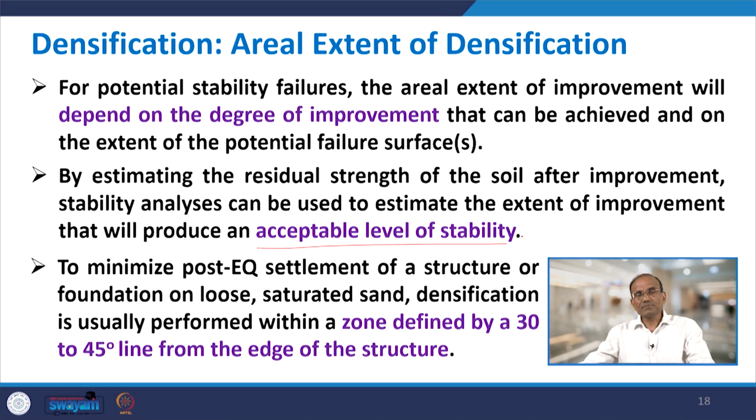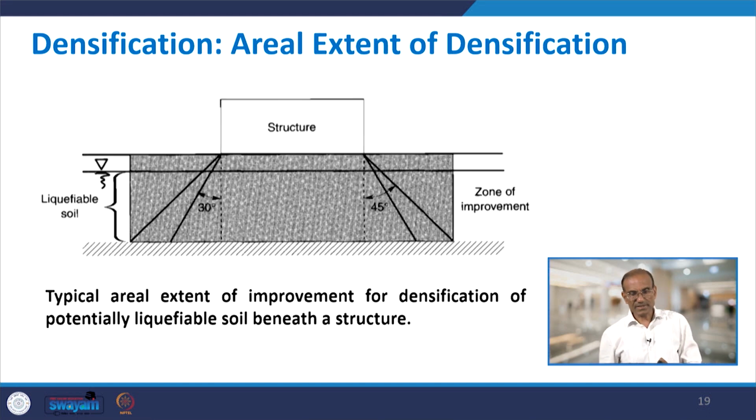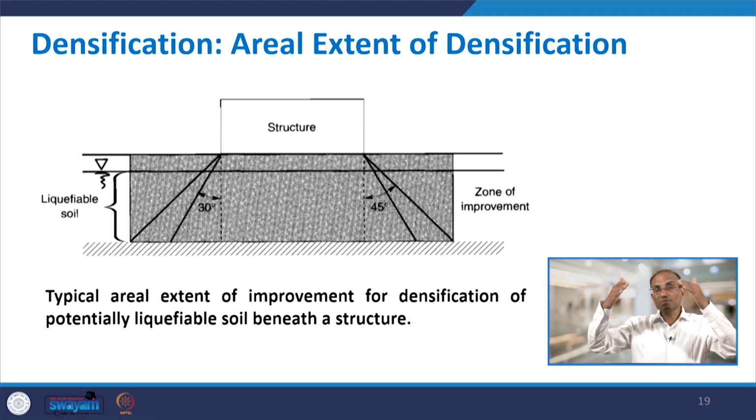To minimize post-earthquake settlement of a structure or foundation on loose saturated sand, densification is usually performed within a zone which is defined by 30 to 45 degrees from the edge of the structure. For example, it is shown in this figure. You have the structure. Naturally, densification is required just below the structure, but that is not enough. Rather, you draw from the edge of the structure two lines either at 30 degrees or 45 degrees.